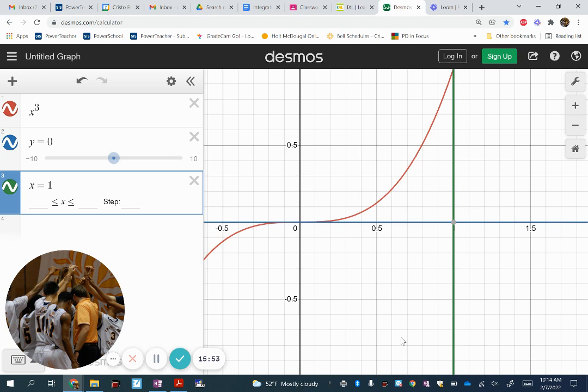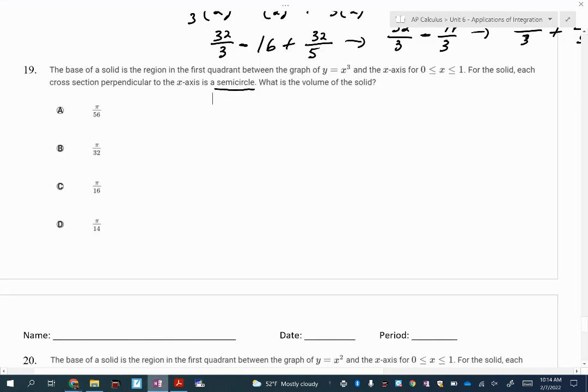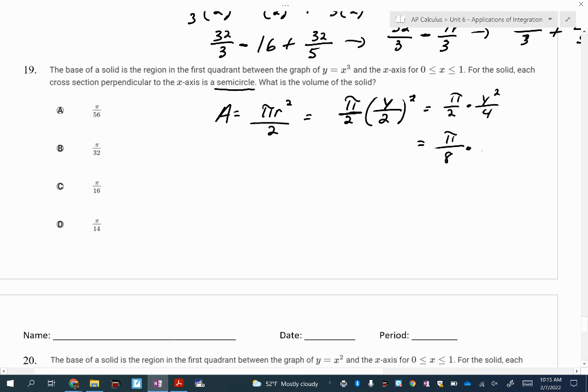All right, so let me write that down in terms of the area formula. So our area formula for a semicircle is pi r squared over 2, right? So half of that. I'm going to move the over 2 with the pi, and then times the radius squared, which is going to be our y value, or our function, divided by 2, because our diameter of this circle is actually going to be our function. So now if I replace this as y squared over 4, I end up getting pi over 8 times our function squared.